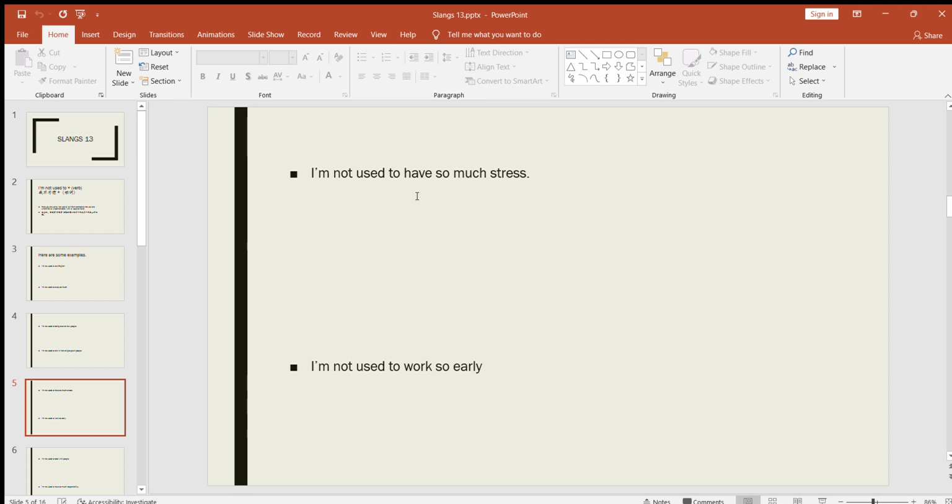As I've heard from most married people, they say before marriage they didn't have any stress in their lives, but once they got married, they have a lot of stress, anxiety, depression in their life. So they can say this: I'm not used to have so much stress in my life.